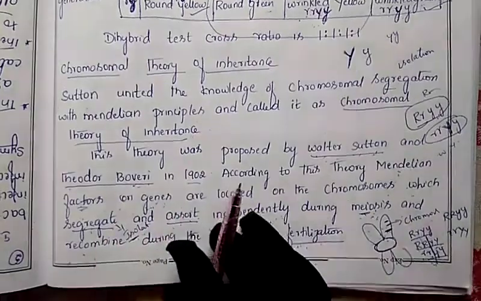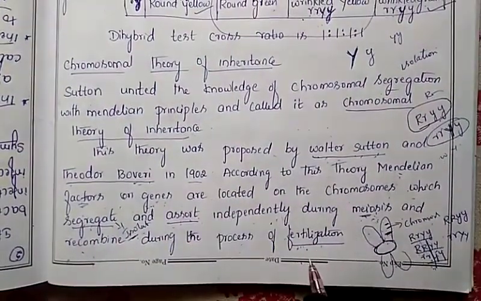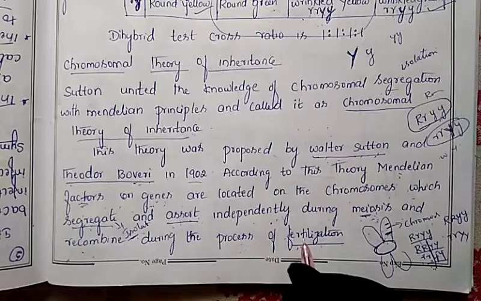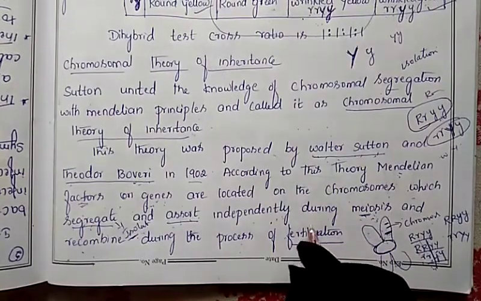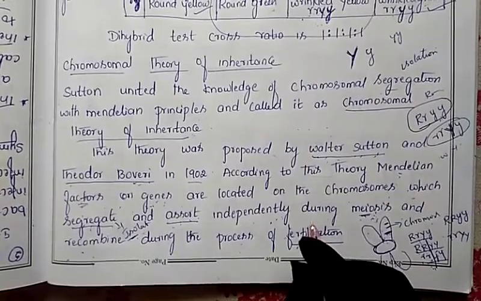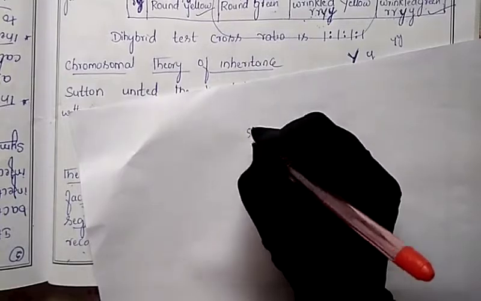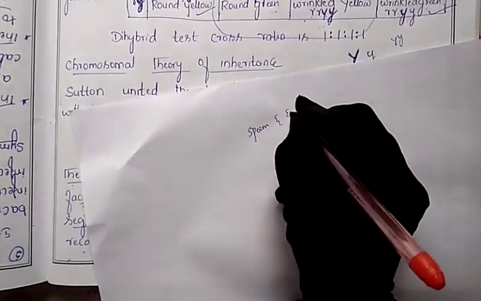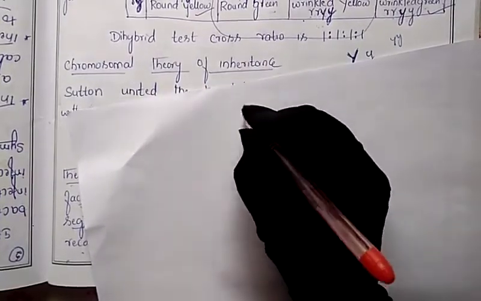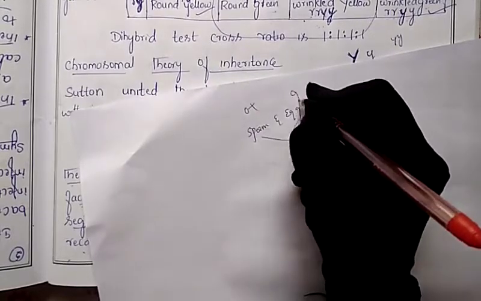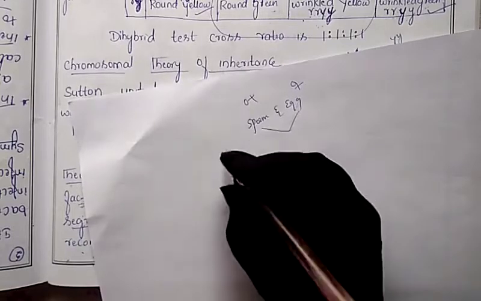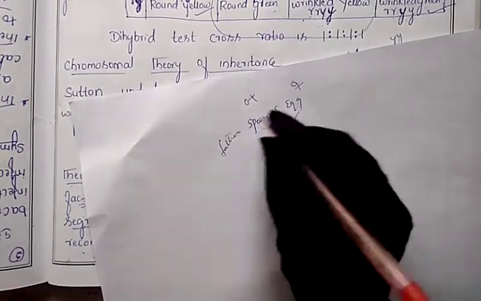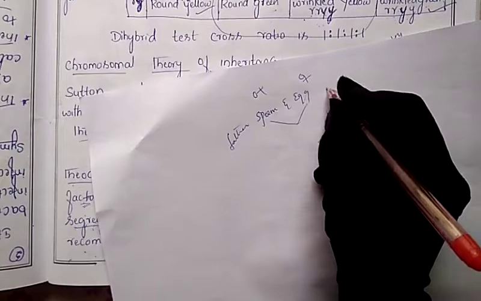Fertilization means fusion of male and female gametes. You have already studied this. Fusion of sperm and egg. Sperm will be released from the male body and egg will be released from the female body. Sperm carries the characters of the father, and egg carries the characters of the mother.